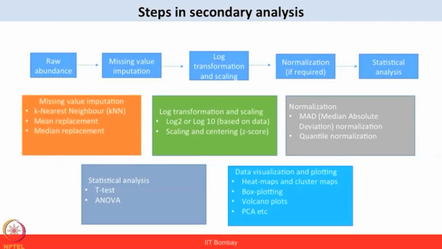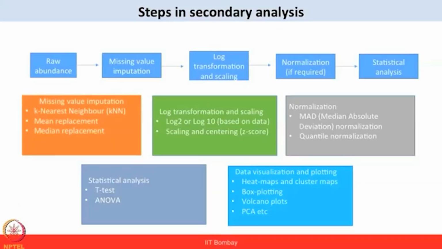Next step is to do log transformation and scaling. We generally do log 2 or log 10 based transformation and scaling and centering in order to be able to compare different kinds of distribution, because different samples may take up different kinds of distribution after log transformation and scaling. And the next step we can perform is the normalization. Normalization comes under median absolute deviation normalization or quantile normalization. There are many other kinds of normalization that depend on your data structure that we can perform, but here we will focus on these 2 kinds of normalization specifically.